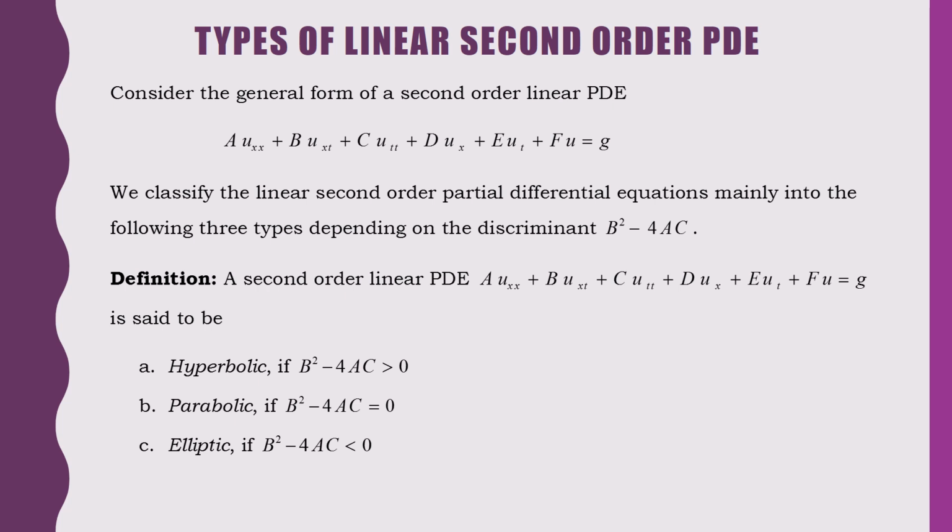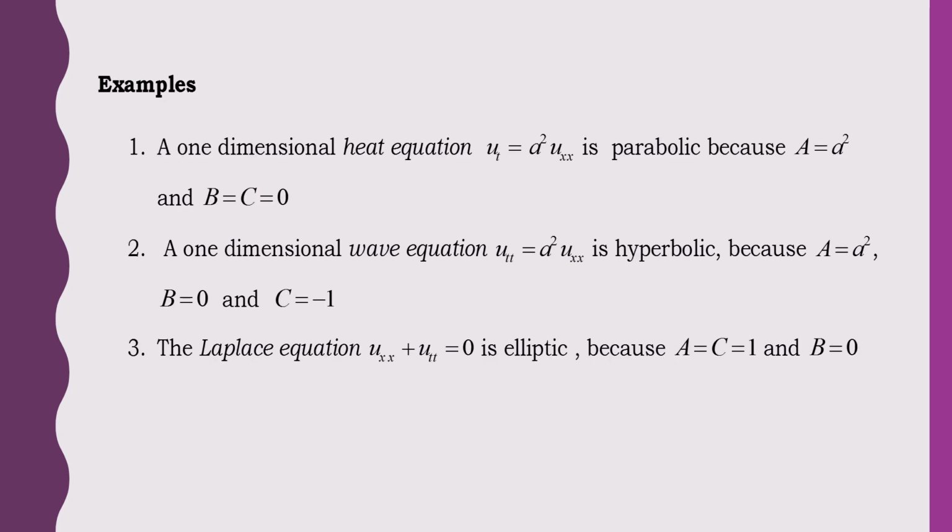We say that a second order linear PDE is elliptic if the discriminant b square minus 4ac is negative, or b square minus 4ac is less than 0. So, we can classify the second order linear PDEs into three types: hyperbolic, parabolic, and elliptic equations depending on the discriminant b square minus 4ac. Let's see some very important examples of our interest.